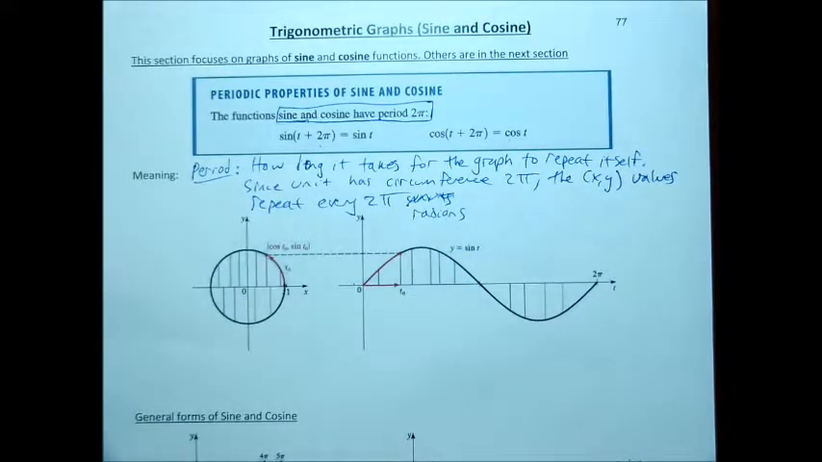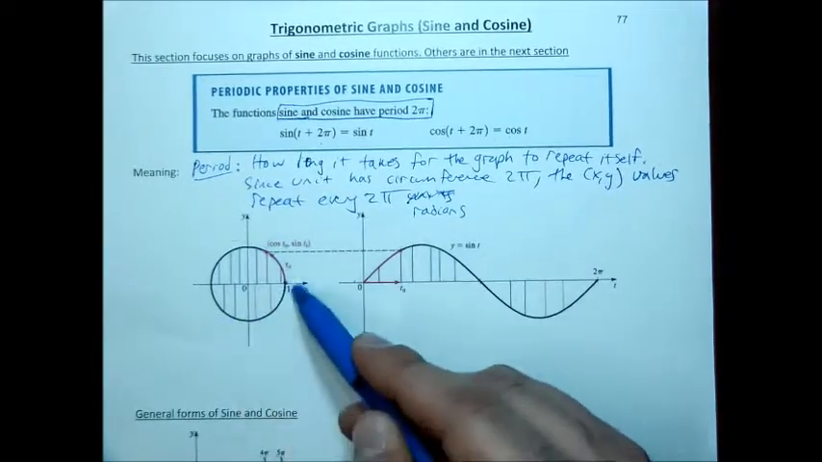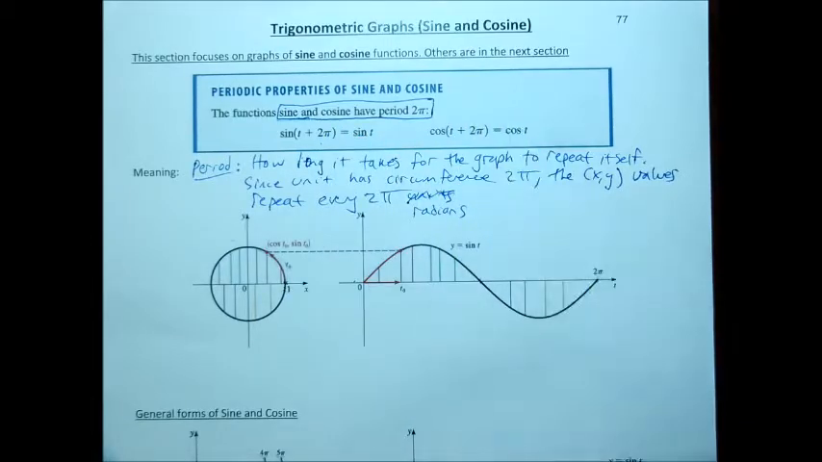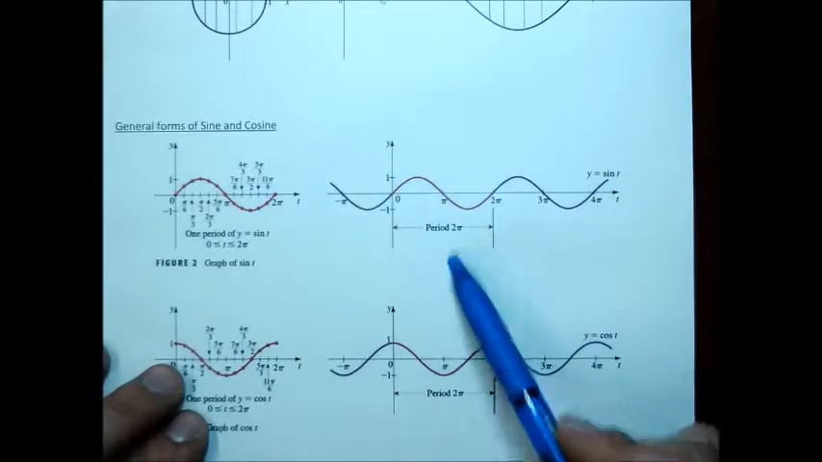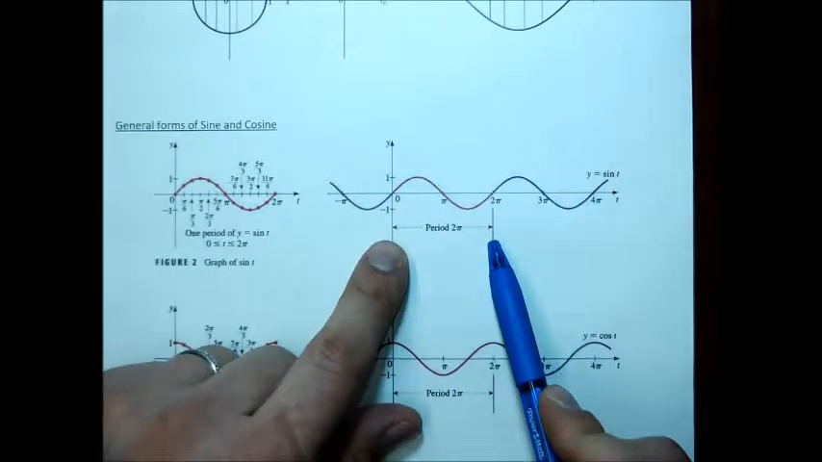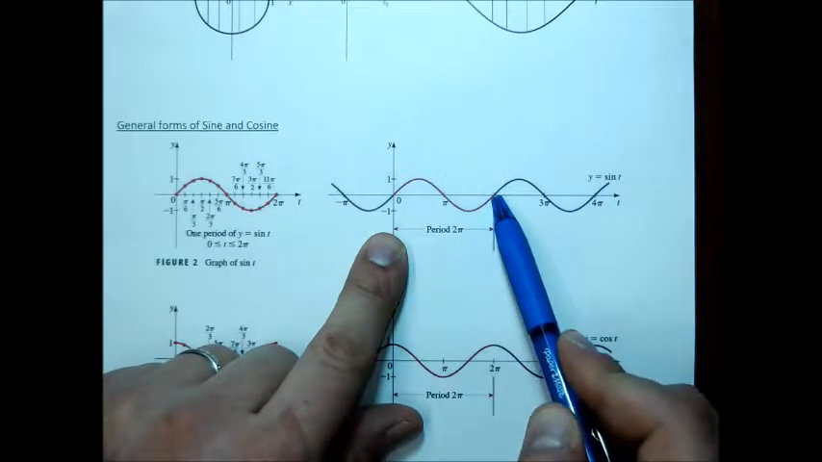So every 2 pi radians, as we go around this unit circle, we see that the values are going to repeat themselves. And that's why these sine graphs and cosine graphs repeat themselves every 2 pi units. As we look down here at these two graphs, we can see that we're showing one period right here. We're showing one period of the graph because the graph starts to repeat itself right here.